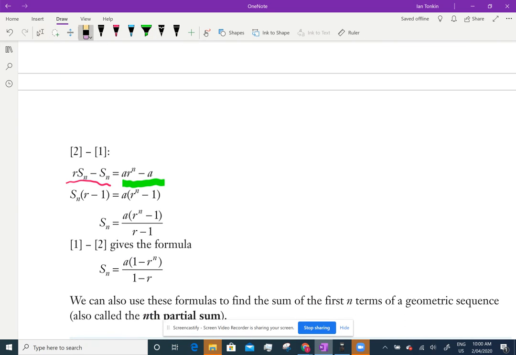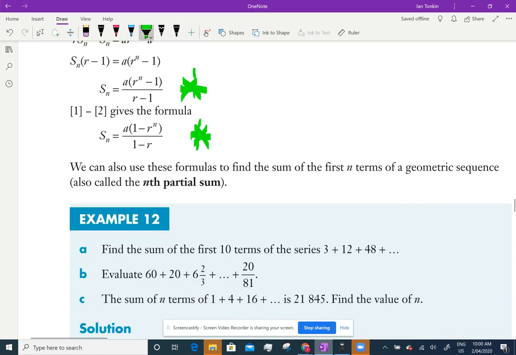So then you've got to here, you've got r, so you take the S n out, you get r minus 1, you take the a out, you factor that out, and you divide by the r minus 1, and there's the formula. Pretty easy, very neat. And if you did the subtraction the other way, you get that formula. It doesn't matter, they're both the same formula.